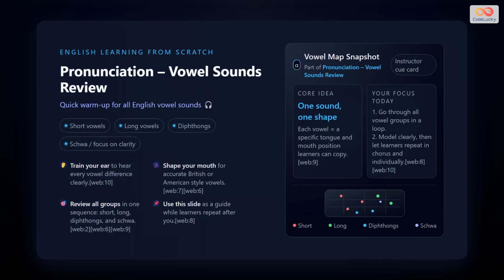In this lesson, we're reviewing all the English vowel sounds. There are four main categories we'll cover: short vowels, long vowels, diphthongs, and the schwa sound. By the end of this practice session, you'll be able to hear and produce each vowel sound clearly. Listen carefully to how I shape my mouth for each sound and repeat after me. Let's start training your ear to notice every vowel difference.